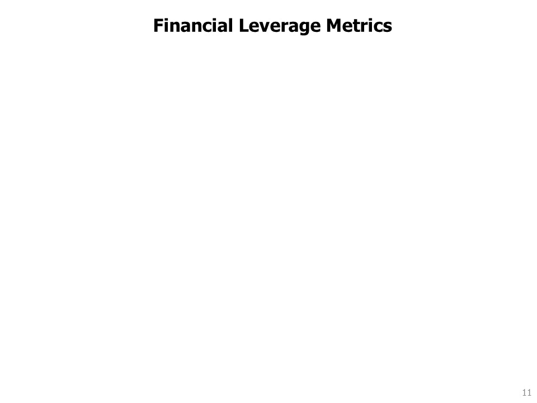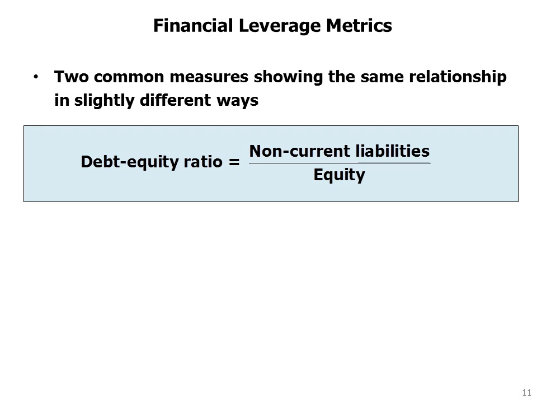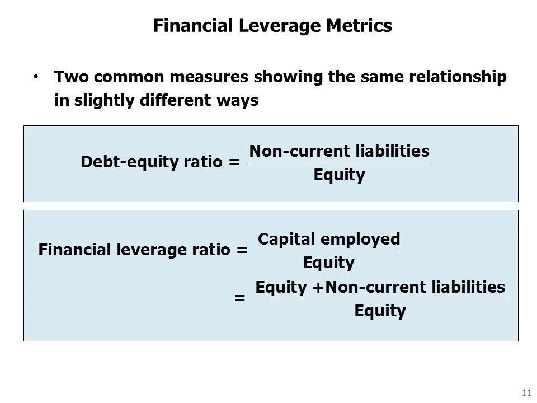The two metrics which are commonly used are the debt-equity ratio. You'll see this often referred to in newspapers such as the Financial Times. This is the ratio of non-current liabilities to equity. And also the financial leverage ratio, which is defined as capital employed divided by equity. This looks at how much of capital employed is funded from equity. But of course, we can define capital employed as equity plus non-current liabilities. So this is also equal to equity plus non-current liabilities divided by equity. These two are different ways of illustrating the same underlying leverage relationship.